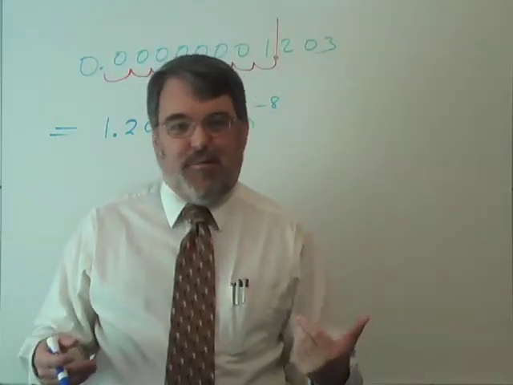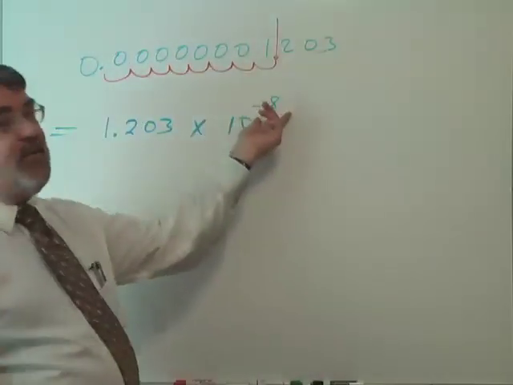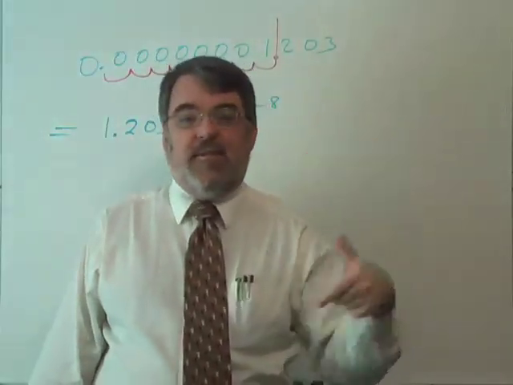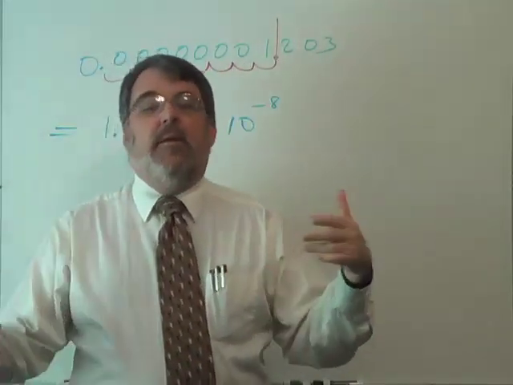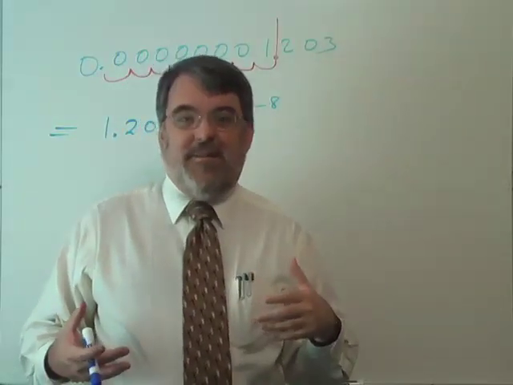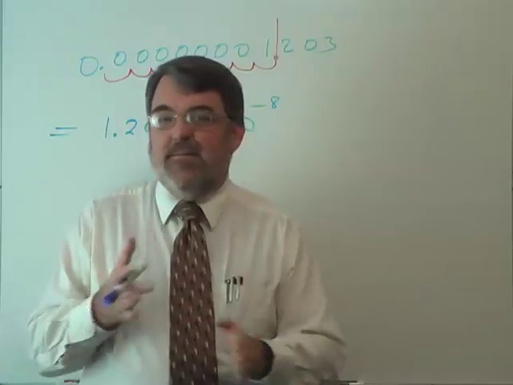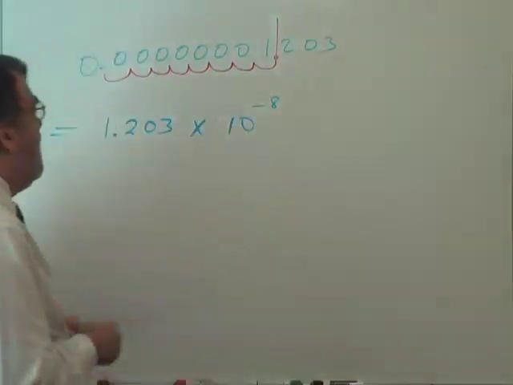Just think big or small. A very small number is going to have a negative exponent. A very large number, like the last number, the 9.6 trillion, is going to have a positive exponent. So think in terms of big and small, and you won't get left and right mixed up. Very simple.